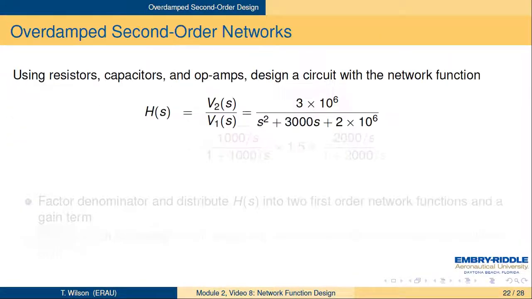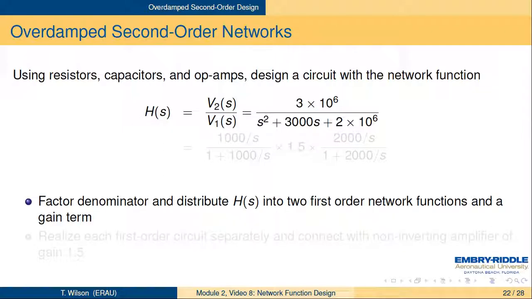All right, well, we can do this to think about an overdamped second order network. You know that you have first order poles for a second order network that's overdamped. They're all on the negative real axis. So let's look at the network function 3 million over S squared plus 3000 S plus 2 million.